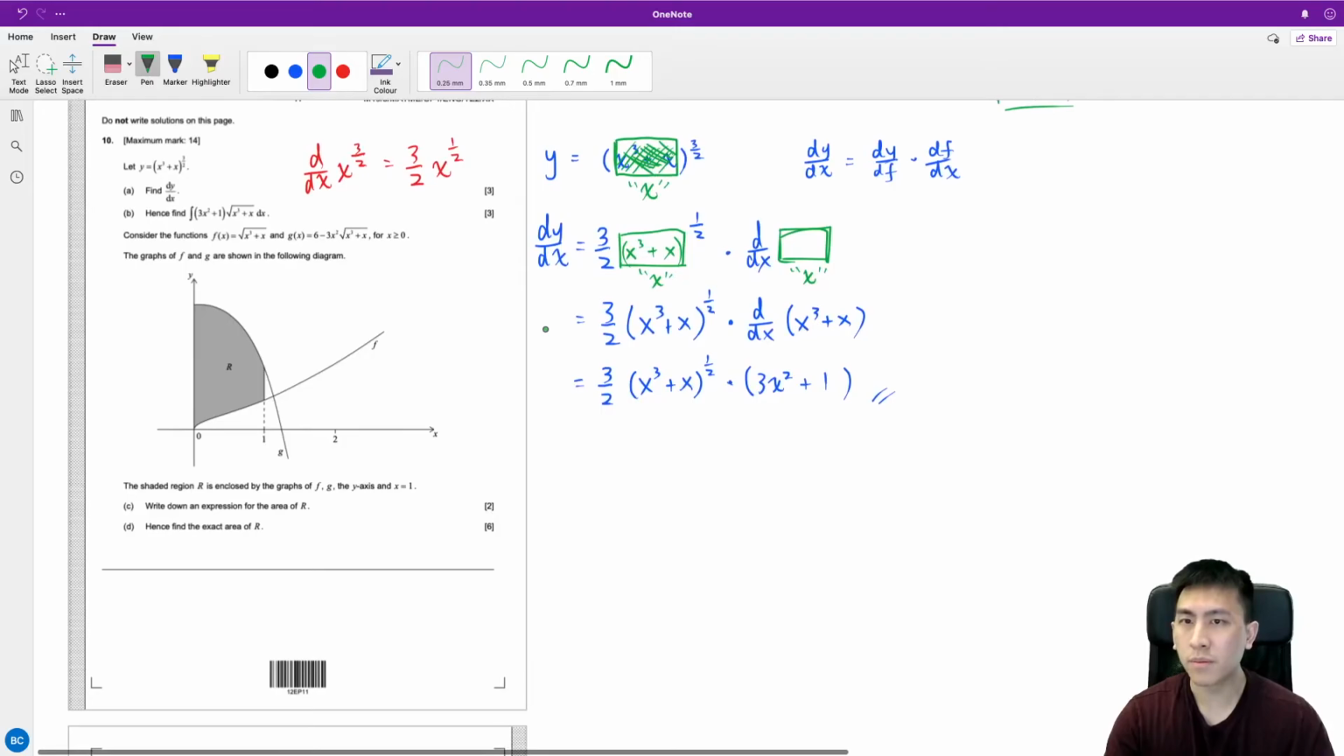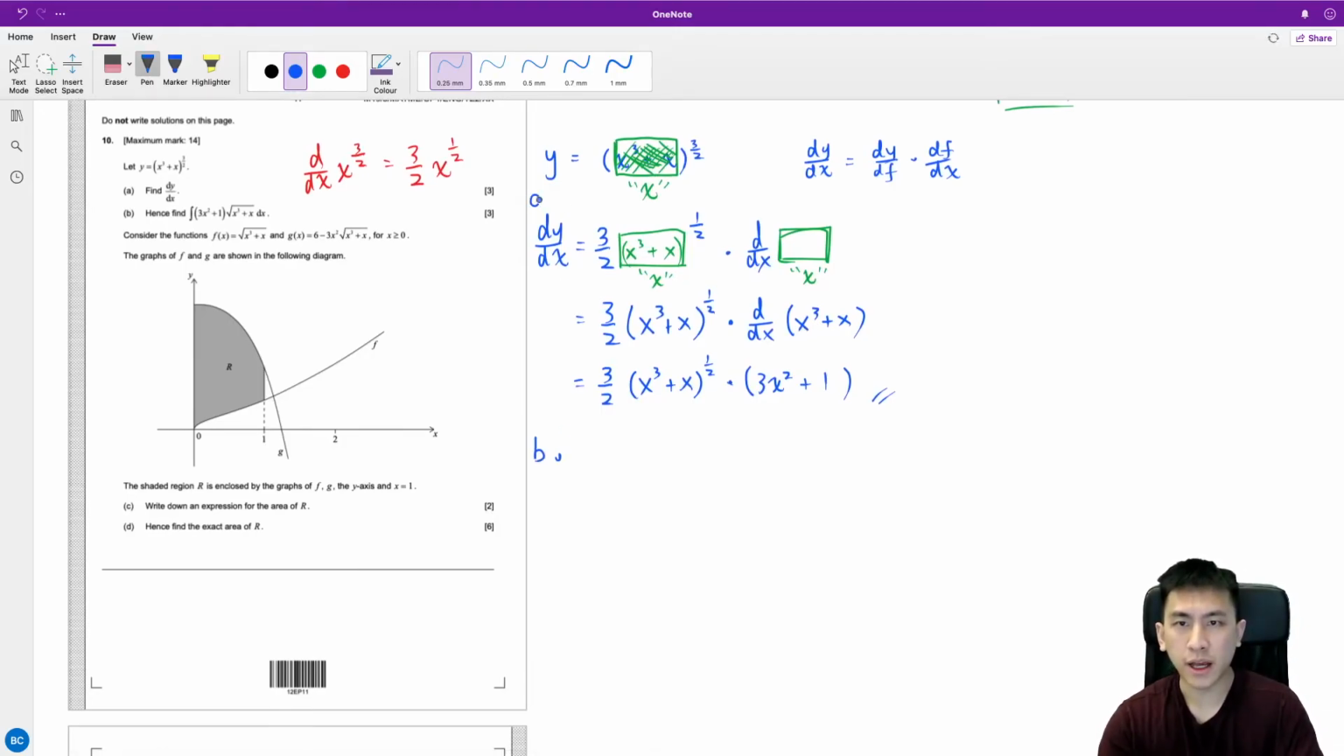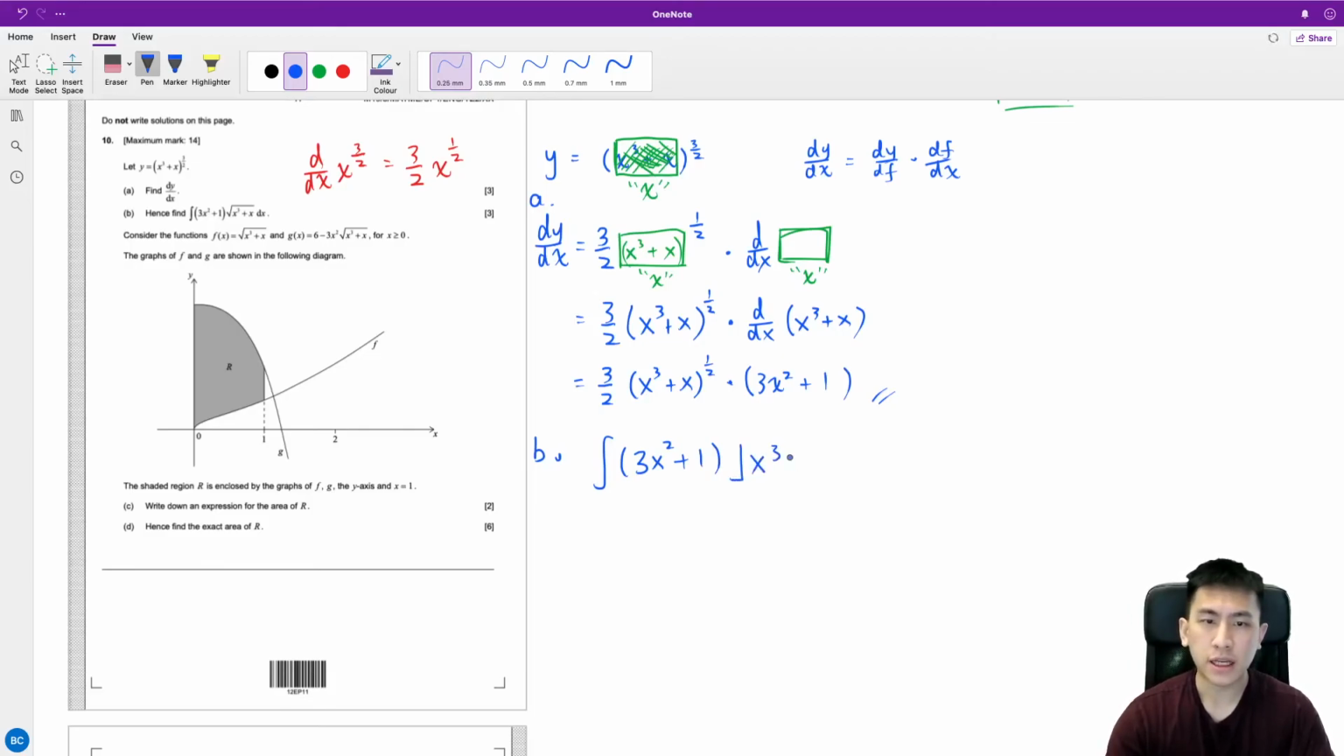So part B, right? Now that's part A, so I'll put A here. Part B, hence find blah, blah, blah. So they want us to integrate that thing here. And I hope you can see that the function they ask us to integrate is extremely similar to the function with the answer we had in part A. And also you see the word hence. If you see the word hence, that means you're going to use something from before. I think that's very straightforward, right?